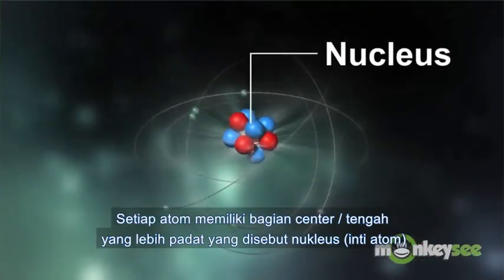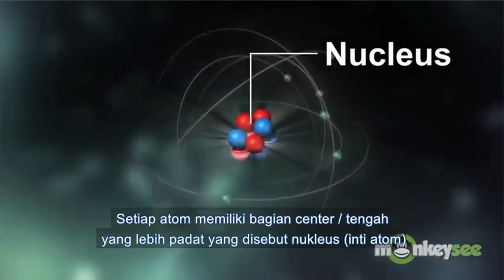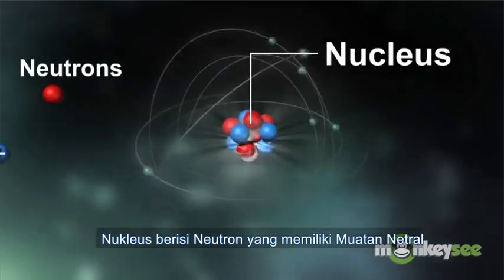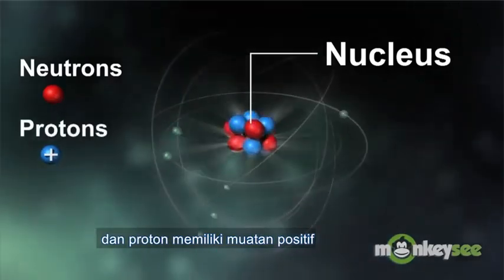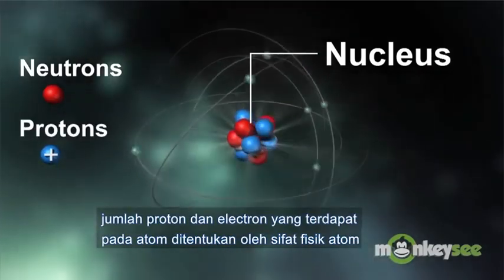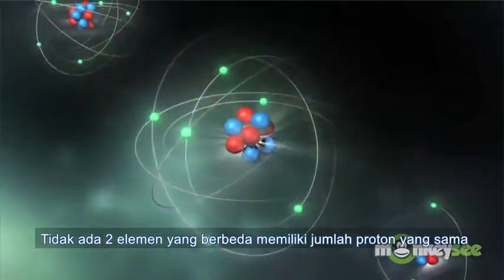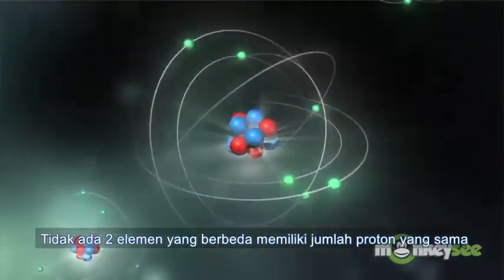Each atom has a dense center called a nucleus. The nucleus contains neutrons, which have a neutral electric charge, and protons, which are positively charged. The number of protons in an atom determines an element's physical properties. No two elements have the same number of protons.